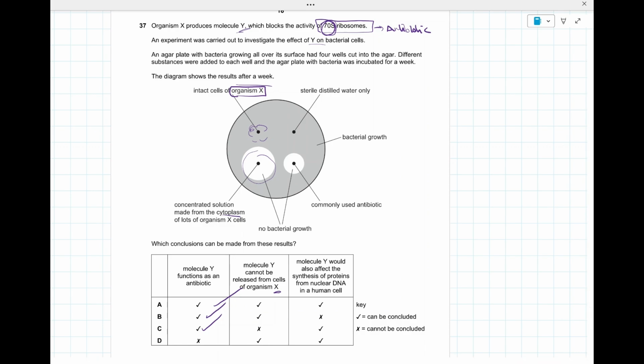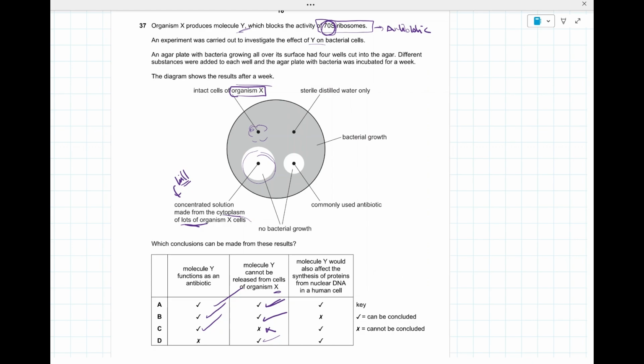However, a concentrated solution made from the cytoplasm of lots of organism X cells causes this antibiotic effect. This means that you have to actually kill the cell and take a concentrated solution of the actual substance in order to form an antibiotic. Therefore, it's not routinely released by organism X. You have to kill the actual organism in order to reach the molecules. Therefore, this is correct, and the other is incorrect.